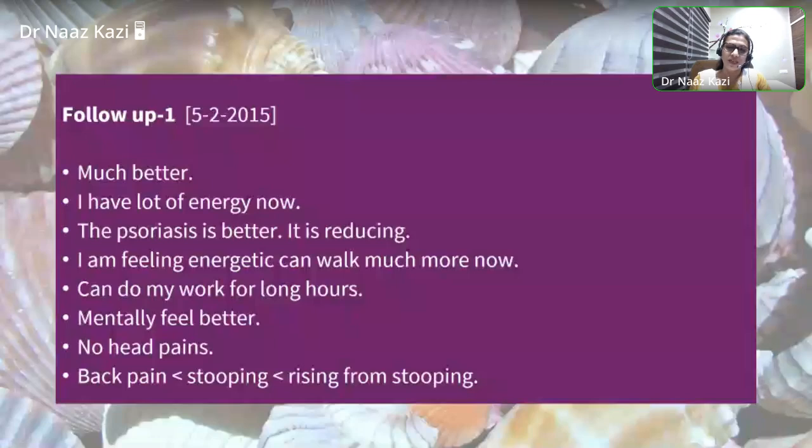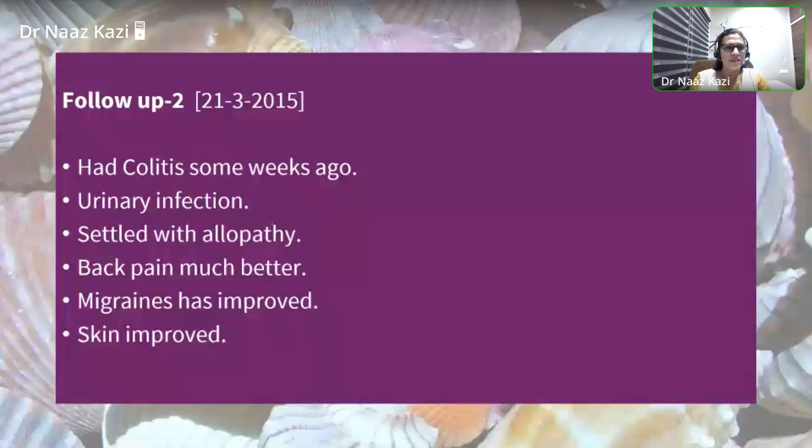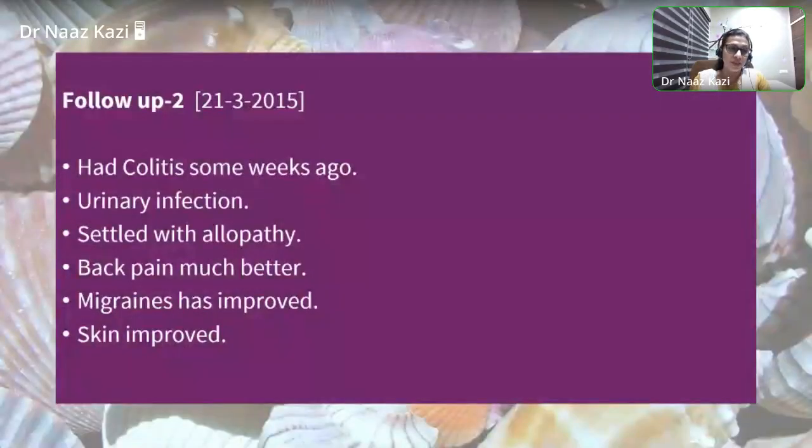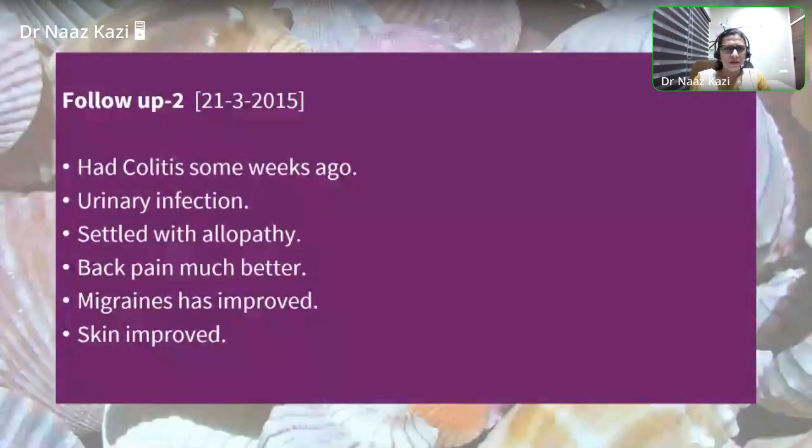She has some back pain, which is worse on stooping and worse rising up from stooping. Then I saw her the next month, that is in March 2015, and she had some colitis, some urinary infection. But since she stays abroad, she took allopathy and got settled with that. Now the back pain is much better, she says. The migraines have improved. The skin has also improved. Then this follow-up happened after a few months. That is, this was March and this was in August.